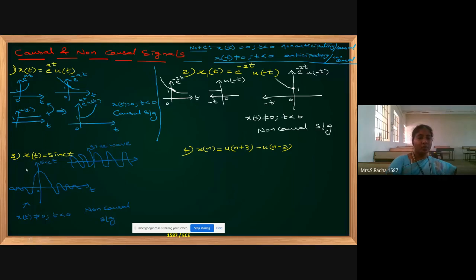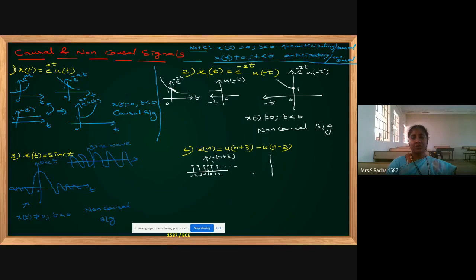Now I am going to the fourth problem. x of n equals u of n plus 3 minus u of n minus 2. u of n plus 3 means the signal exists from minus 3: minus 3, minus 2, minus 1, 0, 1, 2, 3, like that up to infinity. Height is 1. This is u of n plus 3.